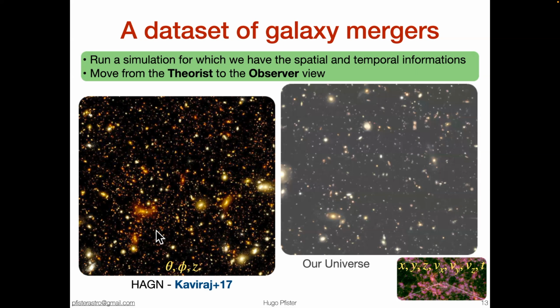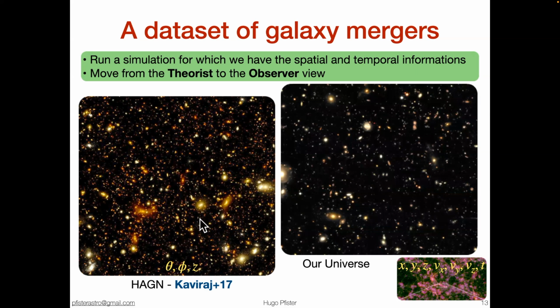And I want to stress that this fake image is very representative of our real universe. So this is a real picture of our universe from COSMOS 2015, the catalog COSMOS 2015, and you can see that, of course, there are some differences, but if you compare these images statistically, you can find that they have similar properties.